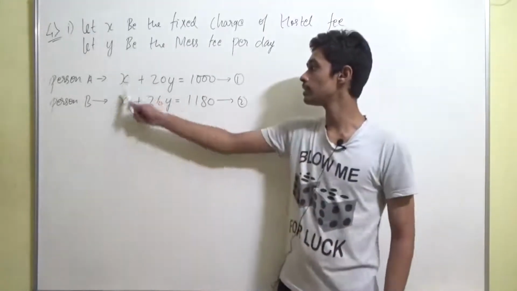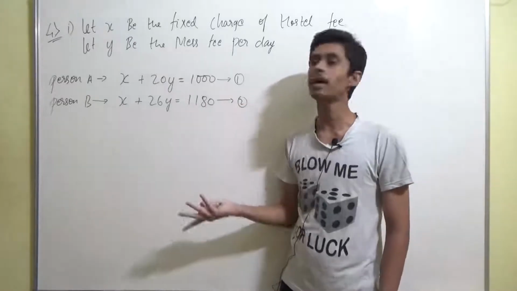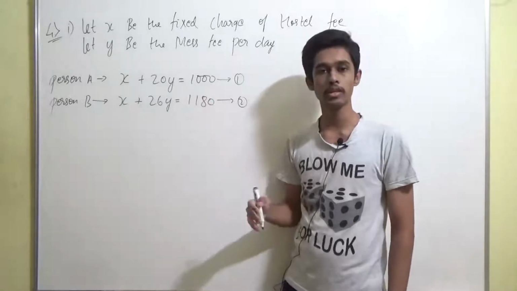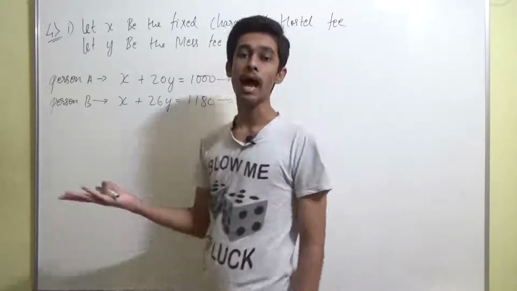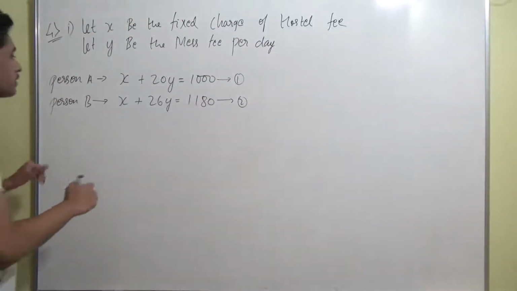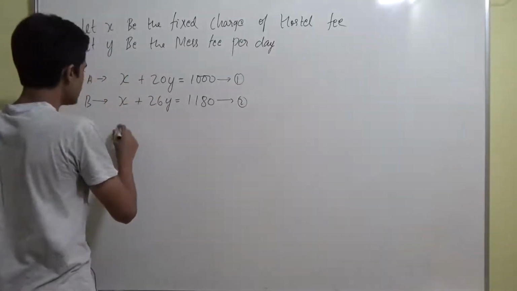If you see, both x are the same, right? So you can easily eliminate them by just subtracting, and then you will directly get an equation with only y and a number. Then you can find the value of y. You can put the value of y back into any of these two equations and find the value of x. As simple as that. So which method will we be following? Elimination method, guys. Let's solve by the elimination method.